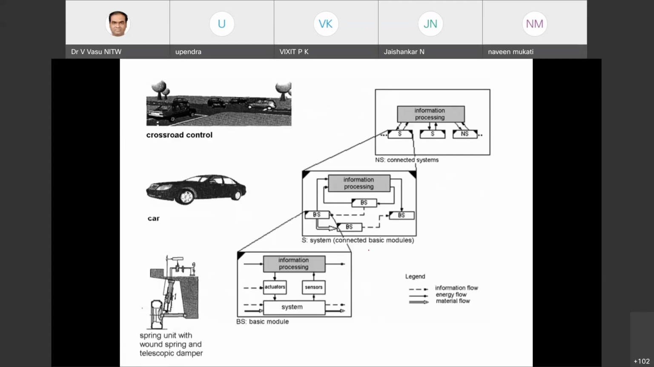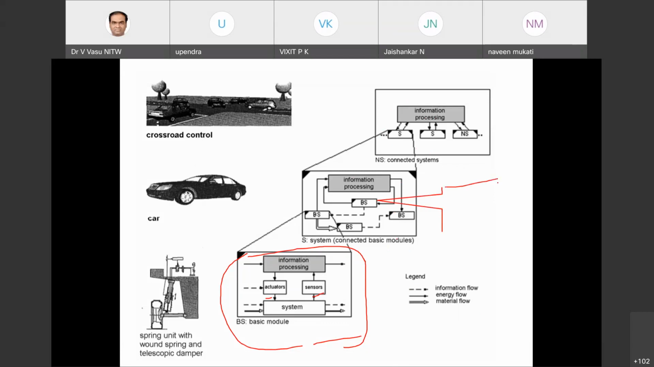Just at a glance, I will show you how, if you want to model any particular mechatronic system, it will be divided into subsystems. We will have a base module, which contains an information system and some sensors and actuators. These base systems are connected into different modules, and these modules are connected to different connected systems. That is how the total mechatronic system is made up.